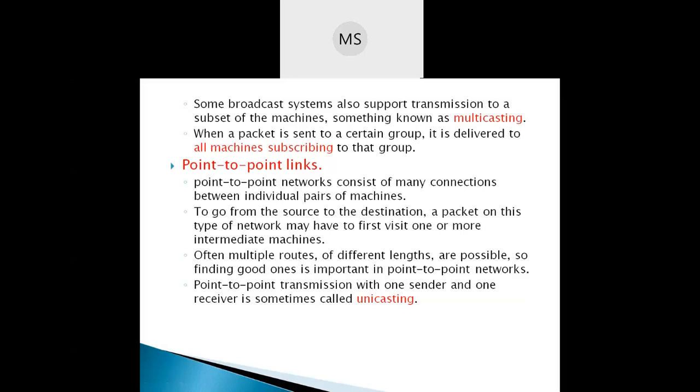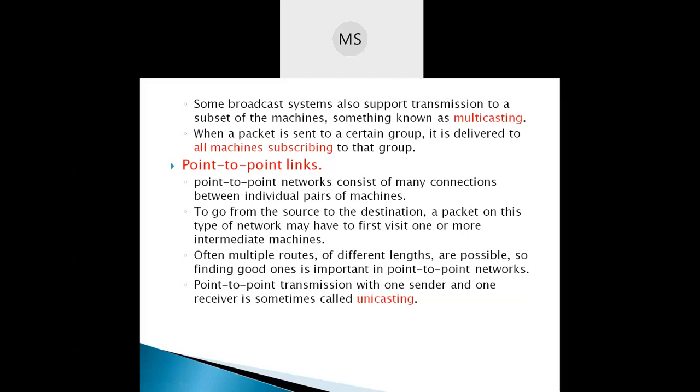That means some broadcast systems also support transmission to a subset of machines. So that is what we call multicasting. When a packet is sent to a certain group, it is delivered to all machines subscribing to that group.